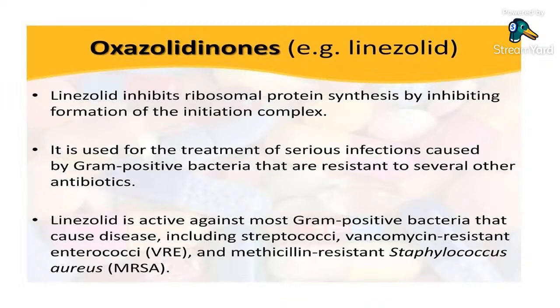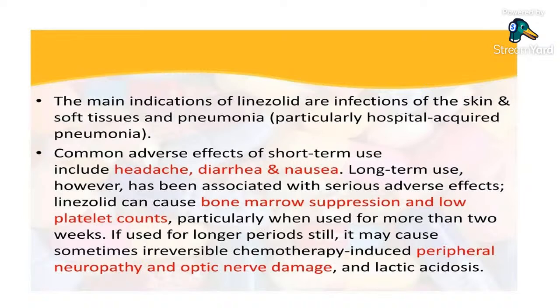Oxazolidinones inhibit bacterial protein synthesis by inhibiting formation of the initiation complex. Linezolid is used to treat serious infections caused by gram-positive bacteria that are resistant to several other antibiotics. Linezolid is active against most gram-positive bacteria that cause disease, including Streptococcus, vancomycin-resistant Enterococcus, and methicillin-resistant Staphylococcus aureus. The main indications are infections of the skin and soft tissue, and pneumonia, particularly hospital-acquired pneumonia.